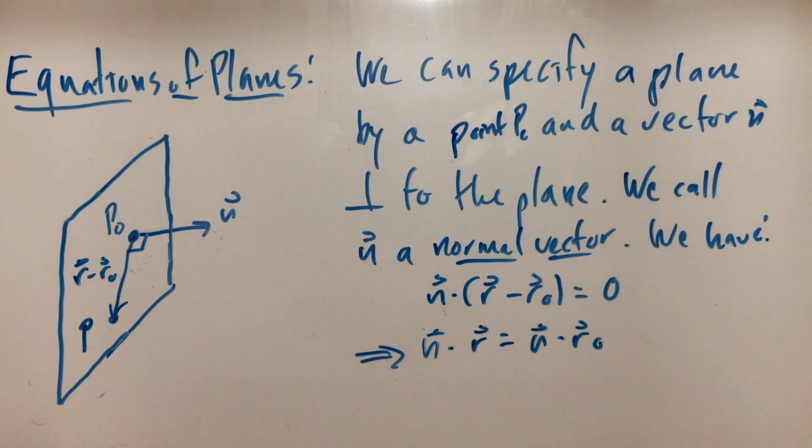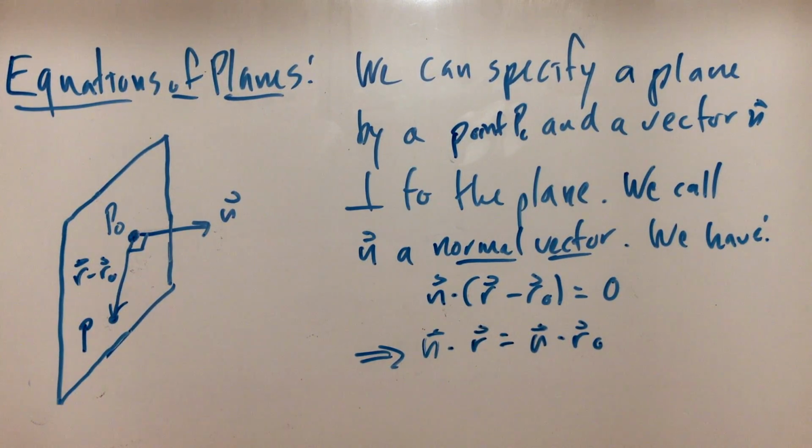Now let's talk about the equations of planes. So you need 3 non-collinear points to define a plane, whereas you only need 2 to define a line. And because of that, you might think that you need more information to define a plane than you do a line. Remember, with a line, we need a point and a vector.